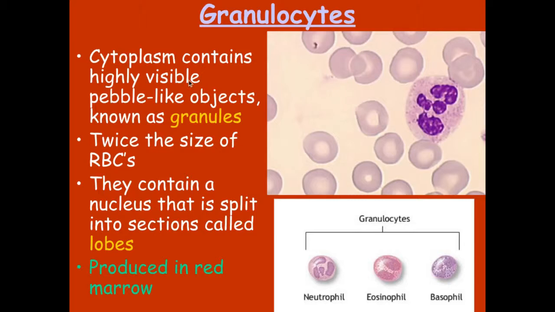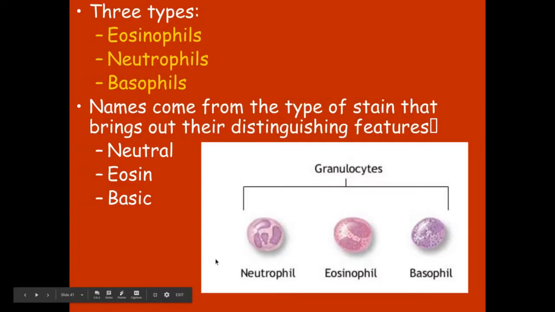Okay, the granulocytes. Their cytoplasm contains highly visible pebble-like objects known as the granules. As you can see with this one right here, it looks like there's gravel inside there. They're twice the size of red blood cells. They contain a nucleus that is split into sections called lobes. That's where these granules come from. And they're produced in red marrow. The granulocytes include the neutrophils, eosinophils, and the basophils.